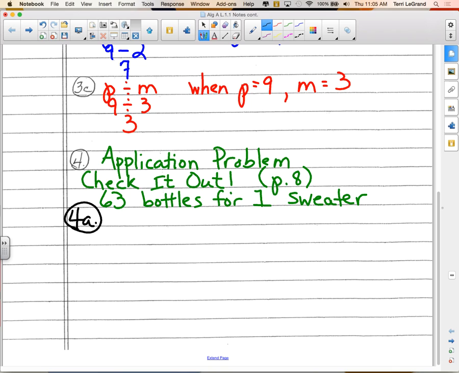What algebraic expression, go ahead and write one down that you think would show how many bottles are needed to make S number of sweaters. Okay? Who wants to share their algebraic expression for 4A? Be brave. It's okay if you're wrong. Taylor: 63S. So in other words, we're going to multiply 63 times S, but we don't have to show the times symbol, right? To get how many bottles we need altogether. Yeah, that makes sense to me. 63S.